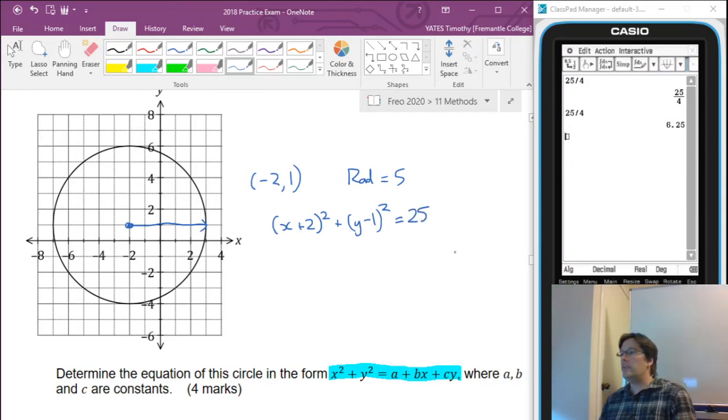So if we've got that, because this is calculator allowed, I'm just going to write that in my calculator. x plus 2 plus y, take 1. I've got to do the square, obviously.